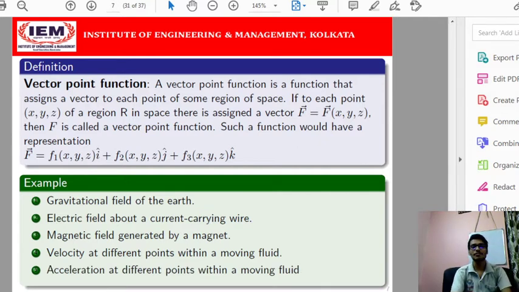Similarly, acceleration at different points within a moving fluid. You know that acceleration is nothing but a vector valued quantity. If I want to identify the acceleration at each and every point inside a fluid, then by virtue of a function, which is a vector valued function that assigns some value at each and every point, we can identify this quantity.